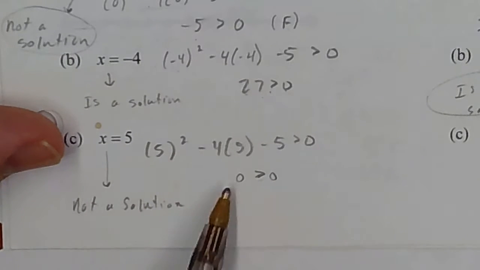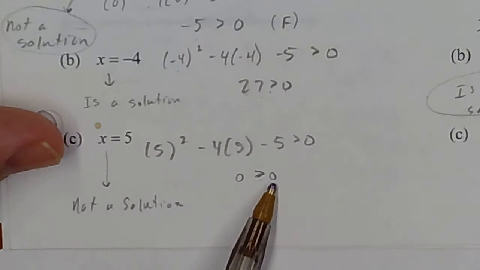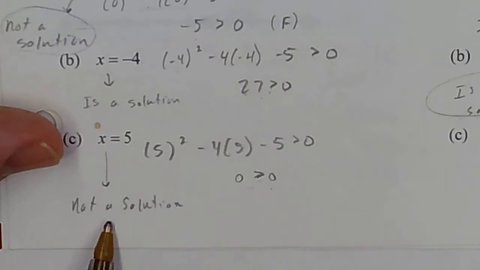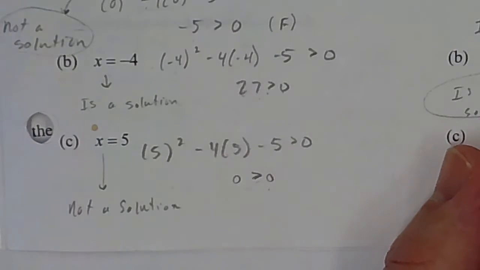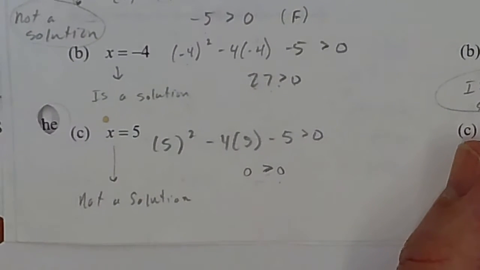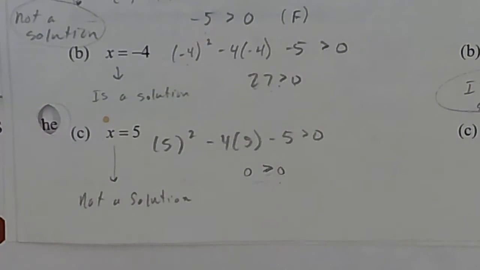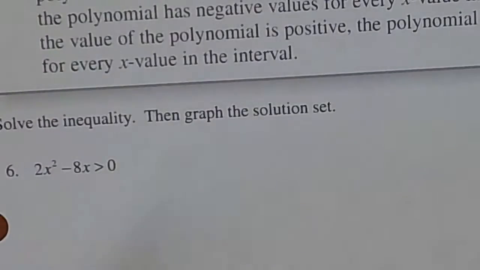Okay. 5, I got 0 is greater than 0. Nope, that's not true. It's almost true. If I had a line underneath it, I'd say it's a solution, but I don't. So it's not a solution. Any questions on number 4? Okay, turn the page.